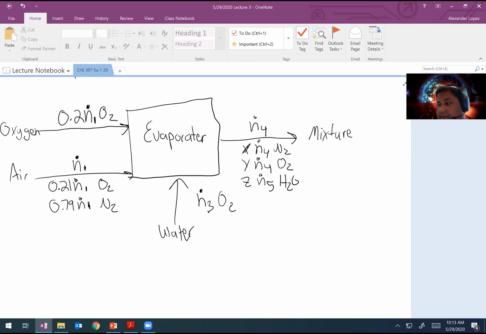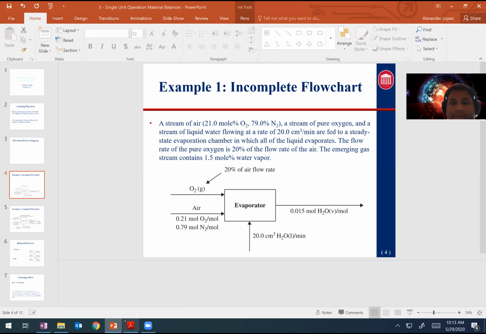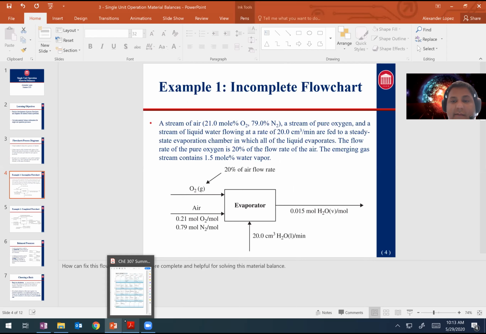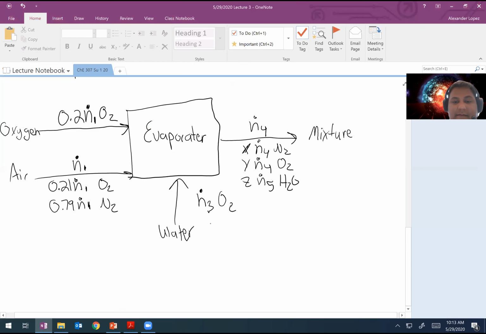Further, the problem also states for my water flow rate, it's given in terms of a volumetric flow rate of 20 cubic centimeters per minute. So I can include that here and say the flow rate is 20 cubic centimeters per minute. And knowing the density of water and the molecular weight of water, excuse me, that should be water, not oxygen, I can solve for that flow rate. So this can be calculated. So looking at the problem statement and developing my flowchart, I can reduce the number of unknowns in my problem and make my calculations more apparent and much easier to solve. Does that make sense? Are there any questions?